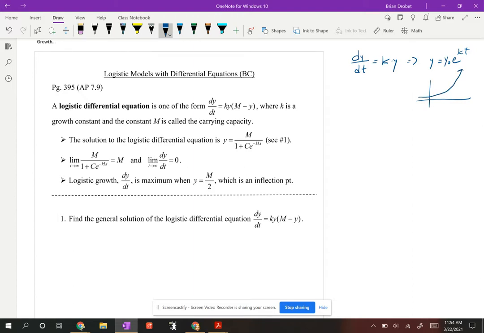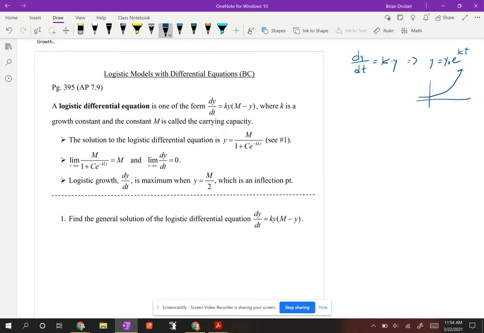Now, while many things follow an exponential growth model at least some of the way, nothing based in reality follows it completely, because otherwise you would end up tending towards infinity with all your populations. In the real world, most things follow what is known as a logistic differential equation.